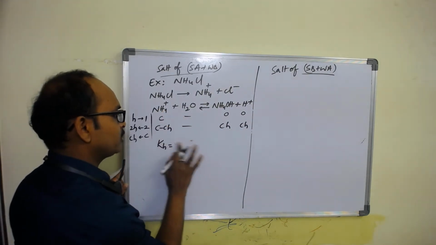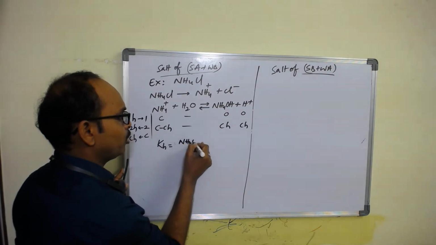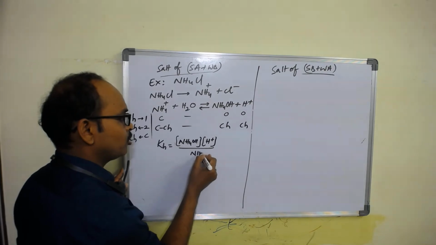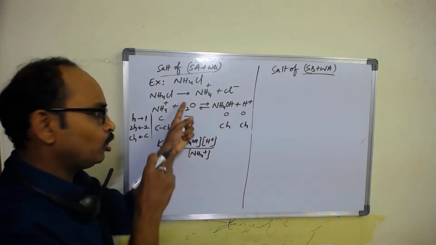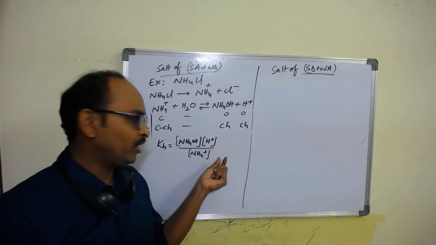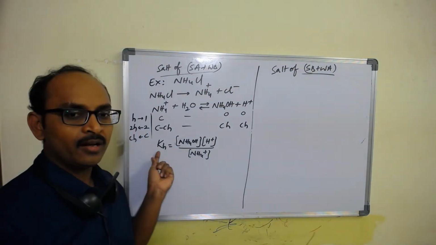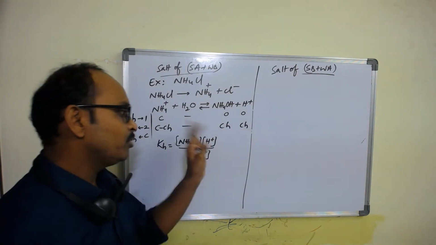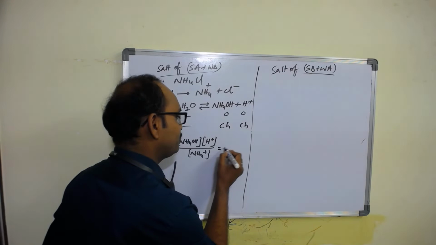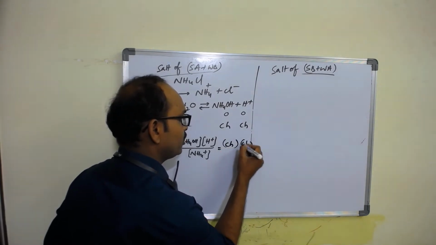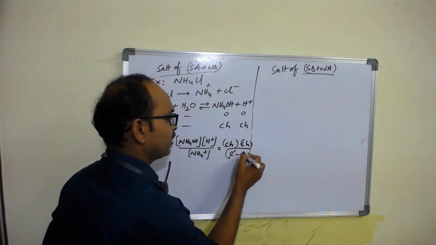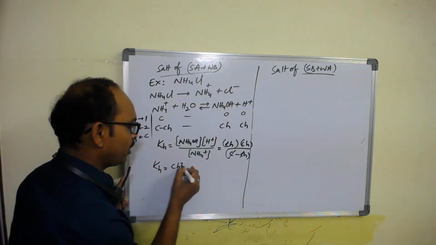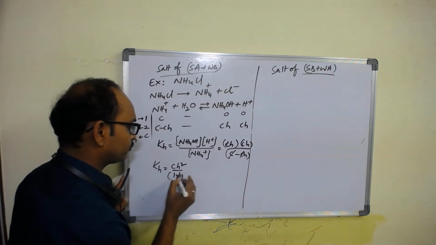If I take that expression also, the concentration of ammonium hydroxide into the concentration of H plus by the concentration of NH4 plus. I have ignored water. In fact, I can take water here, taking water and sending it to this side and making the total as a constant. Instead of that, I have ignored it before itself, right? Now I'll be substituting Ch and Ch by C minus Ch. h I can cancel and I'll get Kh is equal to Ch square by 1 minus h.